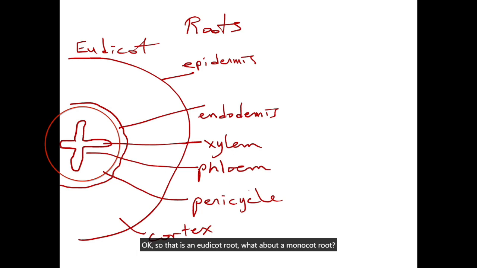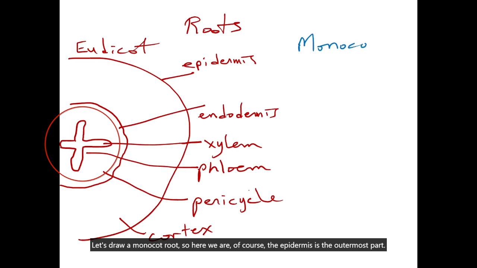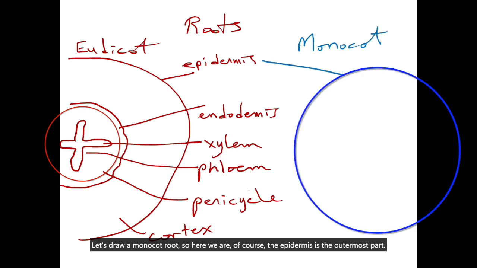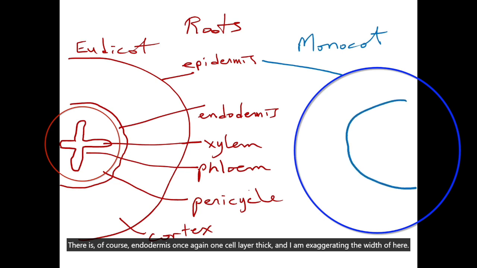What about a monocot root? Let's draw a monocot root. So here we are. Of course, the epidermis is the outermost part. There is, of course, an endodermis. Once again, one cell layer thick that I am exaggerating the width of here. There it is, the endodermis.